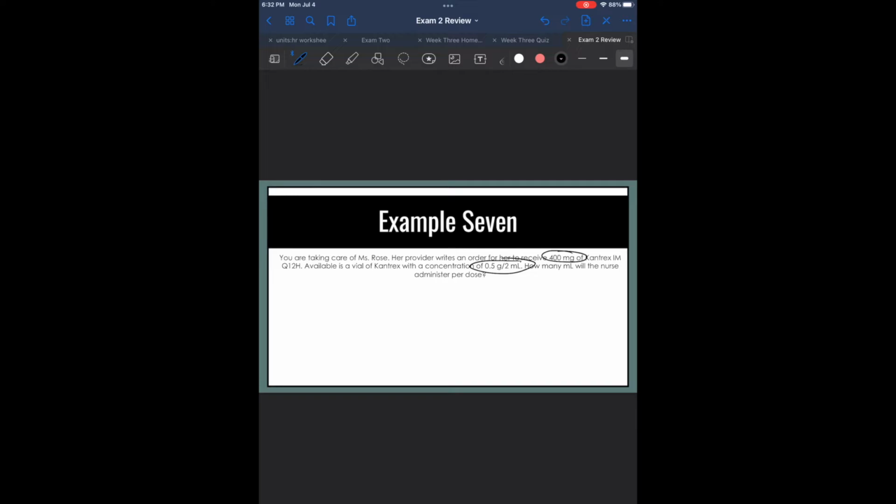So, milligrams and grams, those don't match up. So, we need to convert them. So, remember, we said it's always easier to take our order and convert to what we have available. So 400 milligrams. Okay, so we're starting here on our King Henry line, and we're trying to get to base because gram is a base. So 1, 2, 3. So we're going to move our decimal 3 places to the left. 1, 2, 3. Meaning this is going to be 0.4 grams.